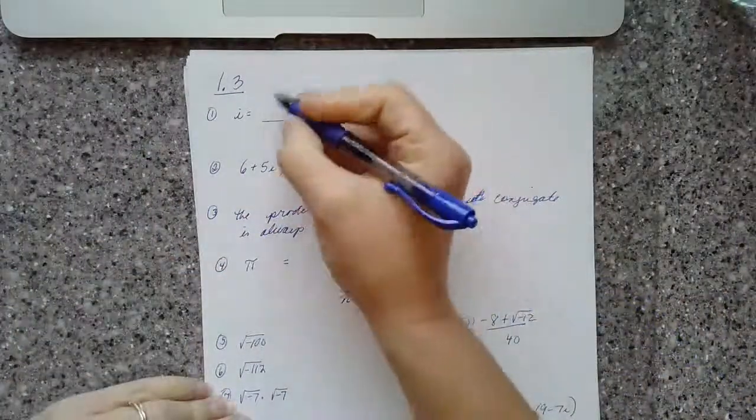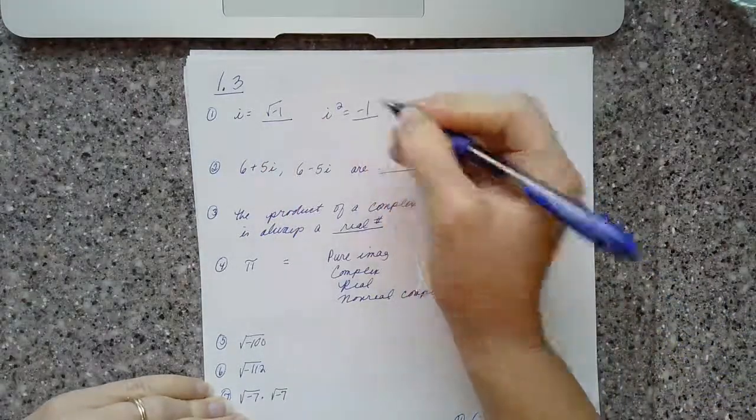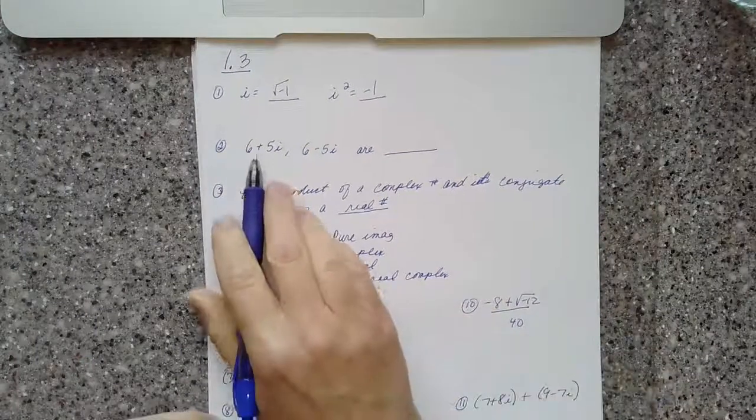negative 1. i squared equals negative 1. Number 2 asks you what type of numbers are 6 plus i and 6 minus 5i.